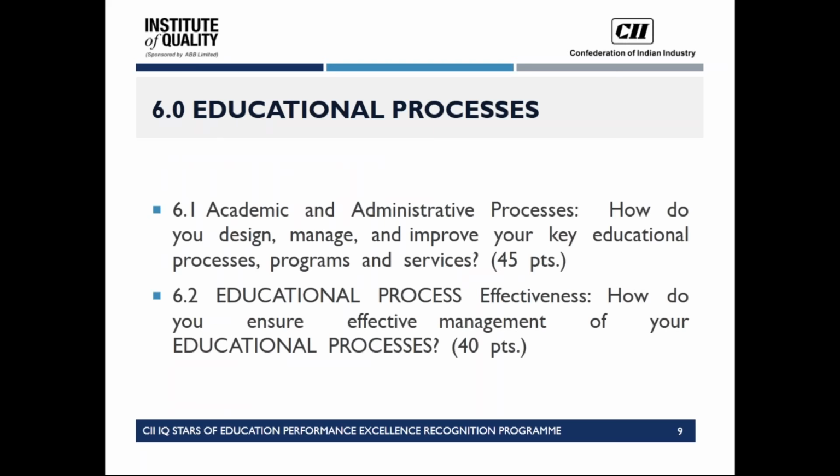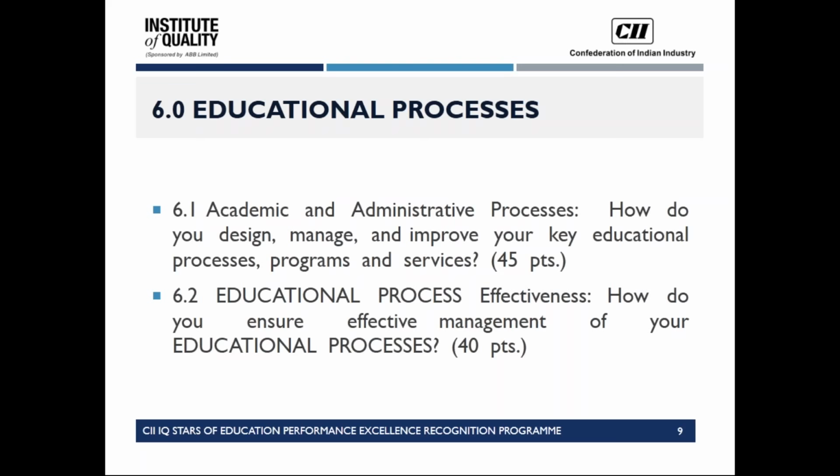Now let us take one of the criteria as an example to elaborate, and we are looking at criteria number 6, which is the educational processes. The educational processes category asks how your institution designs, manages, improves and innovates its educational programs and services, and how it improves operational effectiveness to deliver value to students and parents, and also to achieve ongoing institutional success.